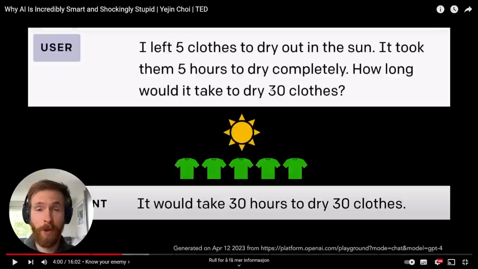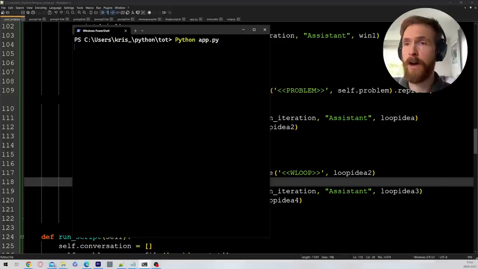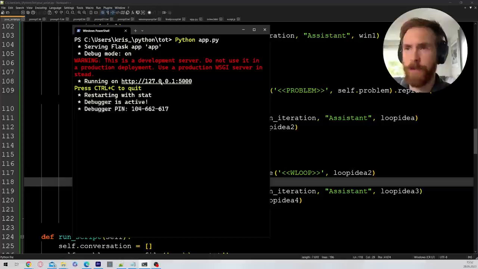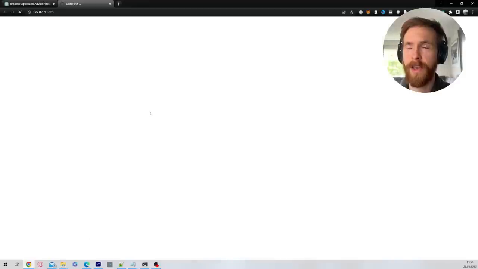Not good. So what we're going to do is just take exactly this problem and try to run it through the script and see if we can get a different solution than 30 hours. Now let's fire up our script. This is a web app I created for this, so this is sort of a UI. Okay, so let's just open that and take a look at it over here. This might take a while to load up.